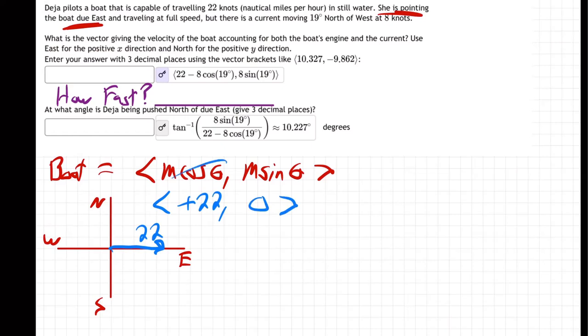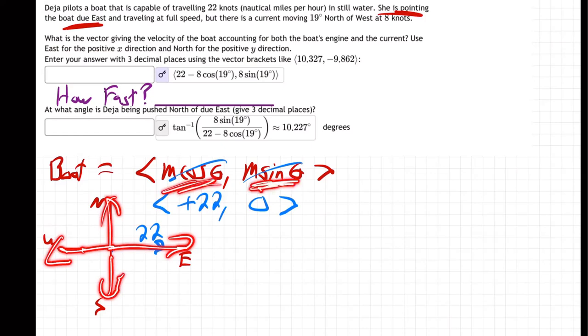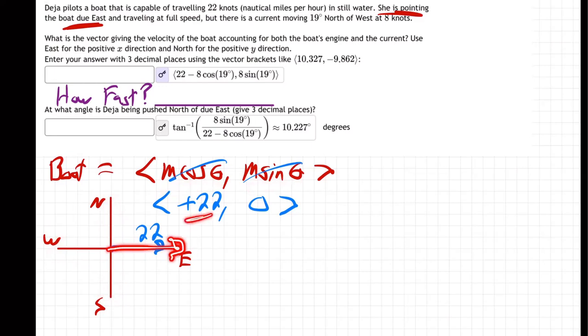I don't even need to use the fancy formulas. When they give you a vector that's right on one of the axis lines, either straight to the right or left or straight up or straight down, you don't need to mess around with the fancy formulas and use any angles. It's obvious the boat's going due east, straight to the right. So that's positive 22 on the x, right? Because this is the x and this is the y. So it's 22 to the right, nothing up. That's the boat vector.